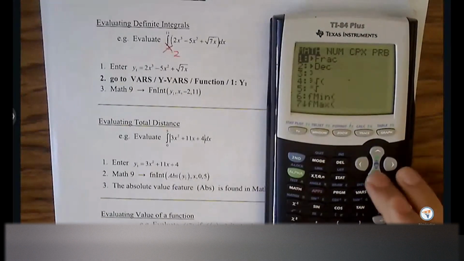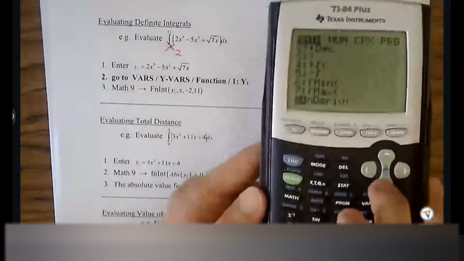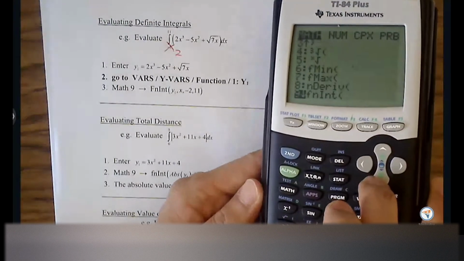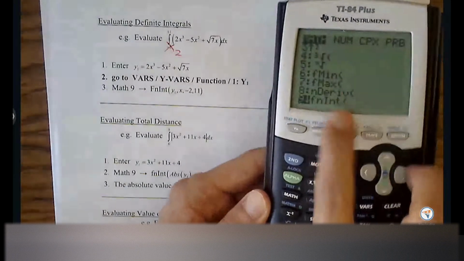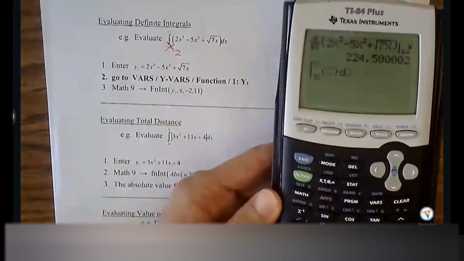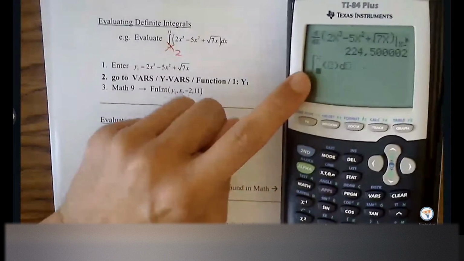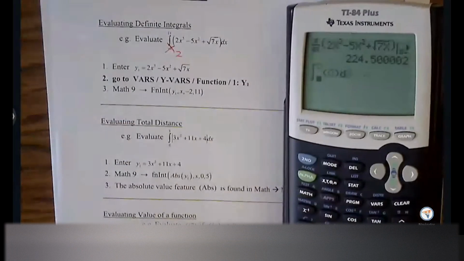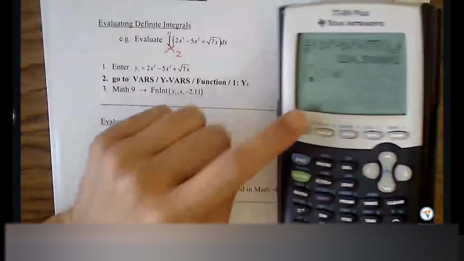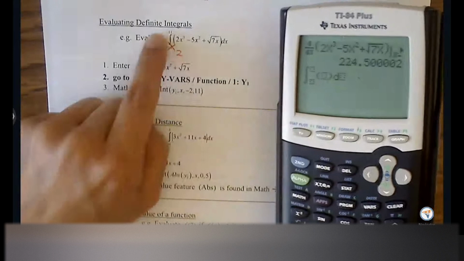If you do math, you can hit 9 directly, but I'm going to scroll down to show you what that looks like. F and integral here. You're going to see that the math print notation looks exactly like the notation we've been using on paper. So you're just going to put your lower bound here, upper bound here, the expression, and dx.